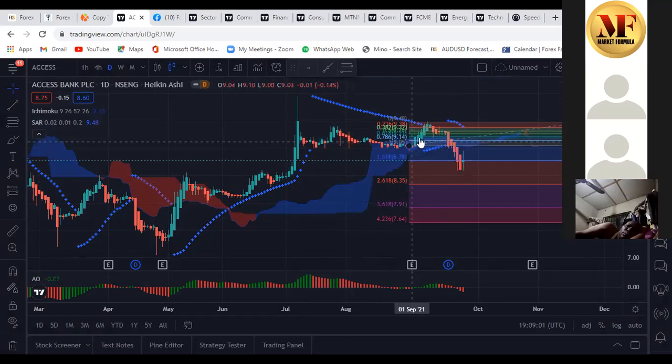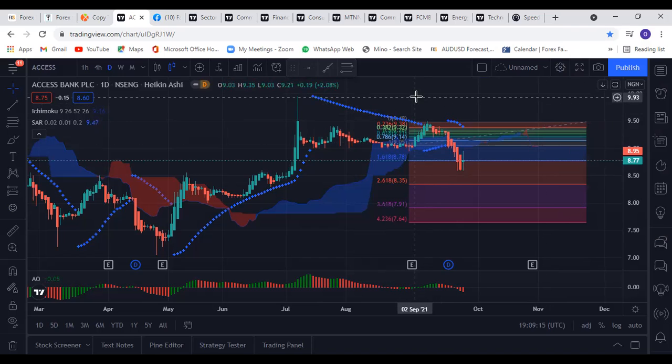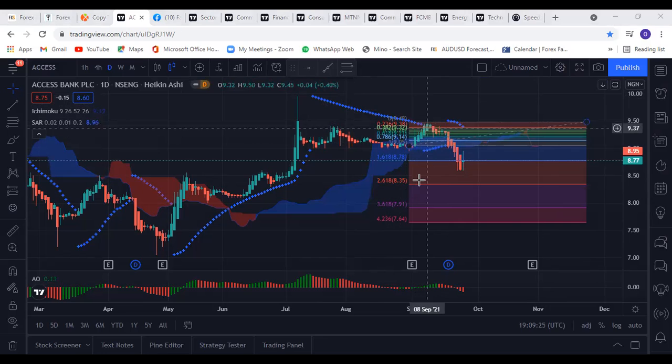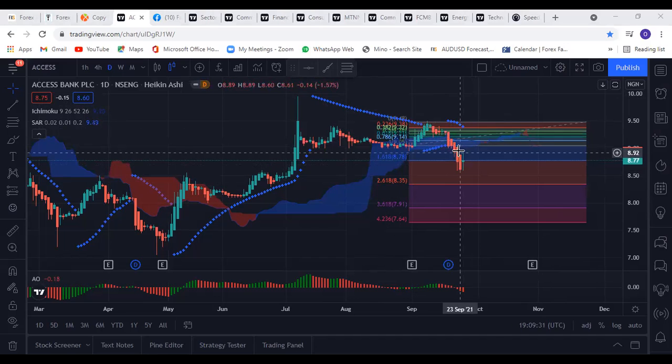Anytime I turn my Fibonacci down, I know I'm expecting a retracement. Rejection at this level, at 9 naira 96 kobo. When it got here, I said price is now getting below the cloud. This is 1, 2, 3, 4, 5 days. So price came down like this. It's trying to find support at this extension level at 8 naira 78 kobo.